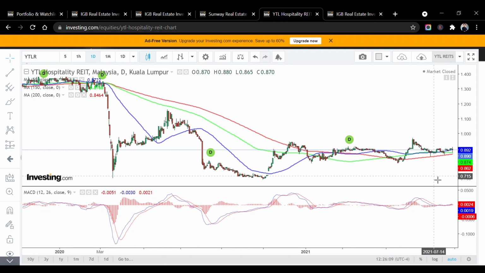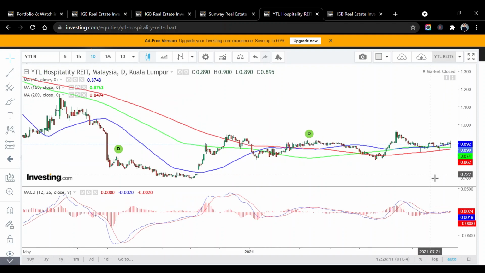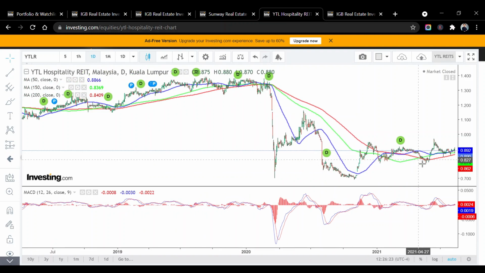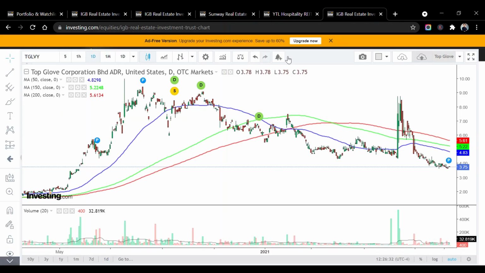No one can predict the future. We follow the price action. If you're investing for the long term, you can also use technical analysis to time your entry. So momentum is coming, a positive sign is coming, okay? So you may need to do some valuation and do your entry accordingly, all right? So finally, let's look at Top Glove.